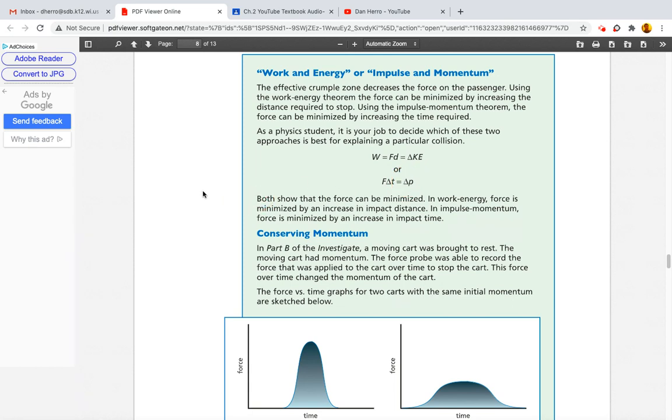Both show that the force can be minimized. In work-energy, force is minimized by an increase in impact distance. In impulse-momentum, force is minimized by an increase in impact time.